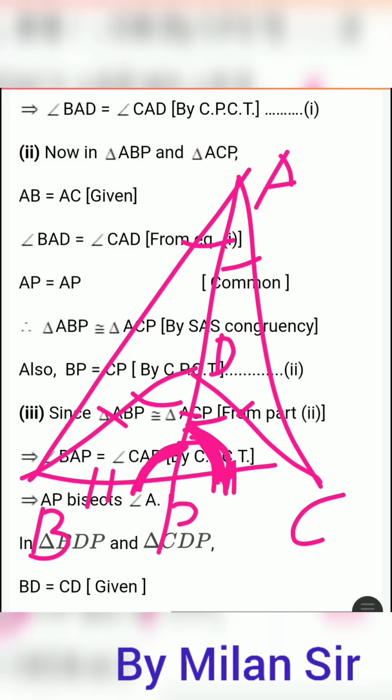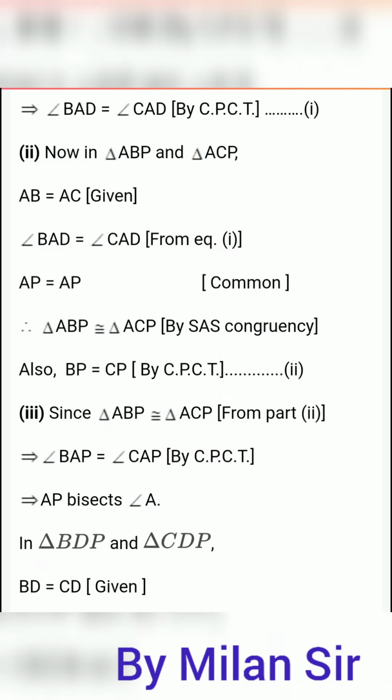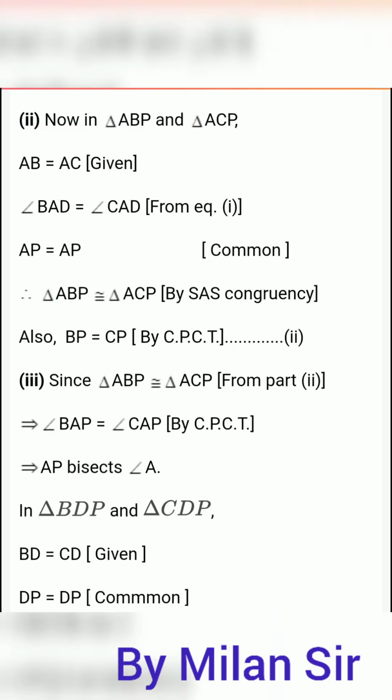Now these two angles are same and both are a linear pair of angles, so the addition of these two angles is equal to 180 degree, so both are 90 degree. From that we can say that this angle is 90 degree, so AP is perpendicular to BC, and we already proved that BP is equal to CP, so from that we can say that AP is a perpendicular bisector of BC. Perpendicular means 90 degree, and bisector means it makes equal parts.